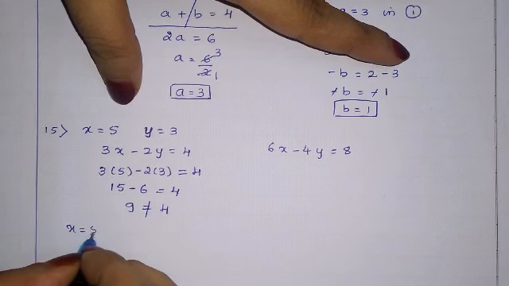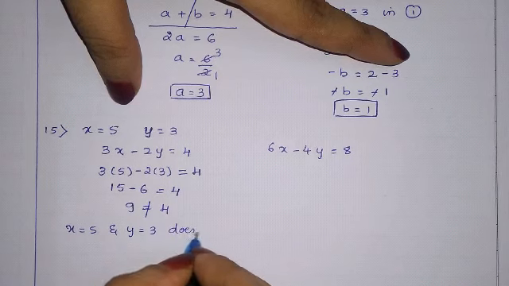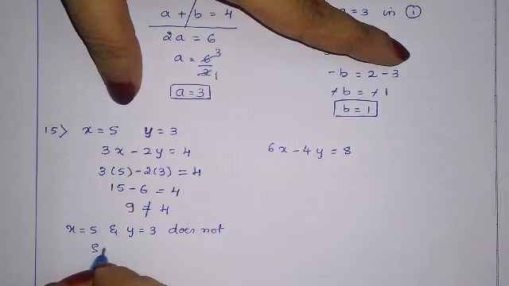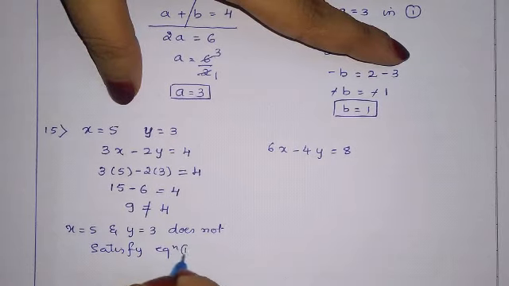x is equal to 5 and y is equal to 3 does not satisfy equation 1. So it is not a solution.